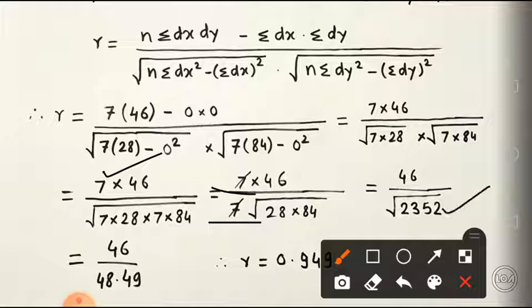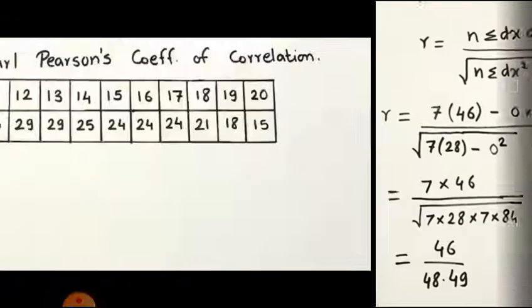46 divided by under root of 2352. As we take the under root of 2352, it will be 48.49. We'll divide 46 by 48.49 and we'll get the value 0.949. So now the correlation is 0.949. In this question, we have now calculated the value of correlation, and it is a perfect positive correlation. Between the x and y values, there is perfect positive correlation.